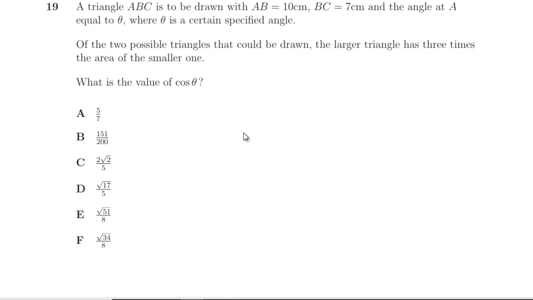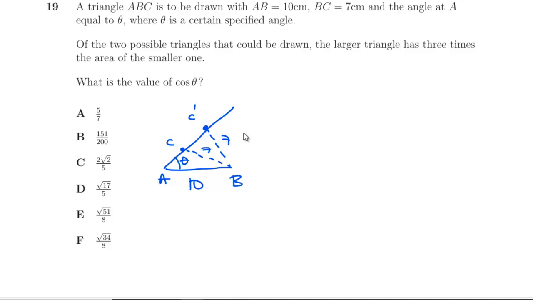Right, this definitely needs a picture. So I've got AB, which is 10. I've got BC is 7. Angle A is equal to theta. Okay, so I've got some angle here, theta. BC is 7. All right, I can see what I get. So we can either go to here, or we could go to, say, here. These are our possible values of C, so like C and C prime. These are 7s.